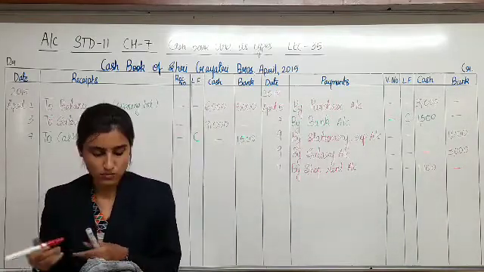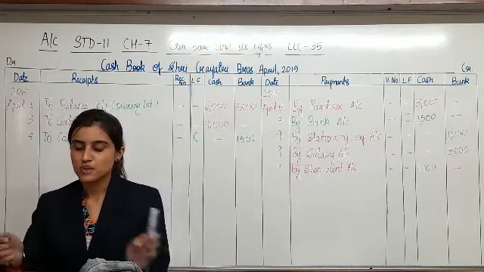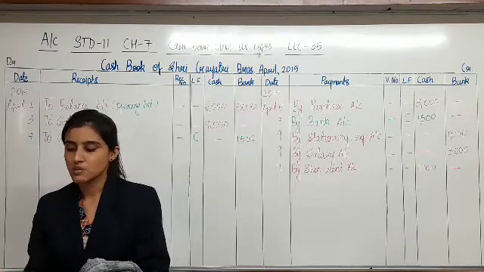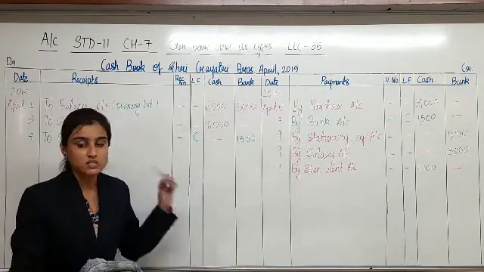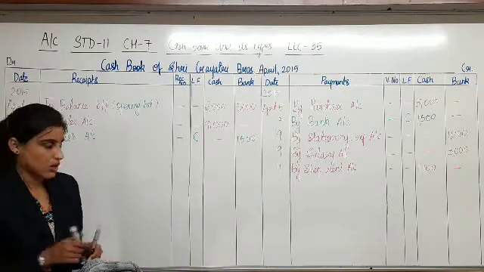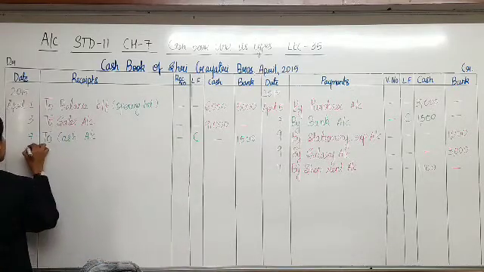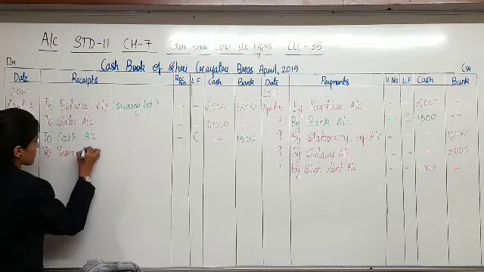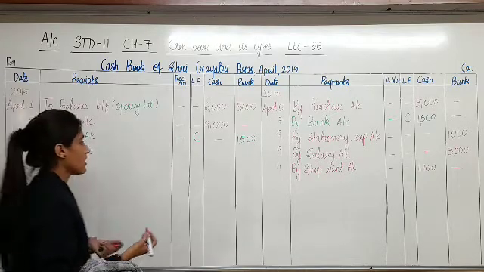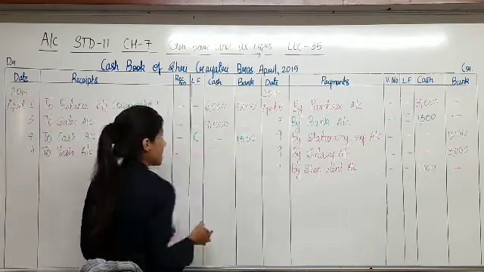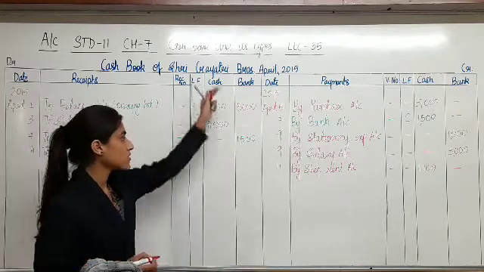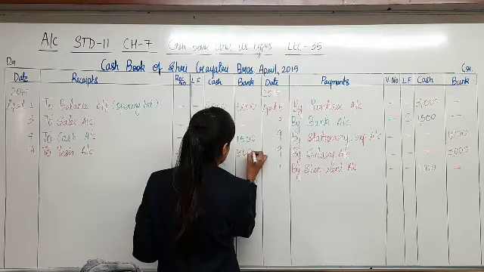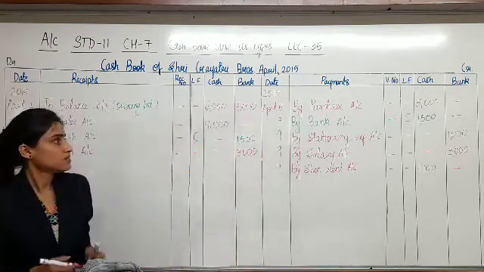Next, on 14th of April, check of rupees 3000 received from Asia, which is immediately deposited in the bank. Check has been received from Asia on 14th of April. Of course, if I am receiving something, I am going to write on the receipt side. And I am receiving the check, and hence I will be writing the amount in the column of bank. 3000. Check of rupees 3000.